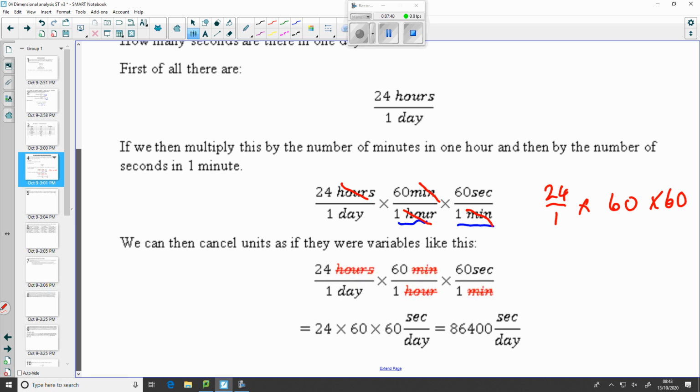A simple example, but nevertheless it shows that you can. It's like you're converting to different units as you go from one quantity to another. And we'll look at some more significant examples of that as well.